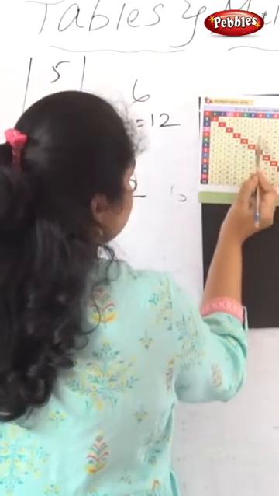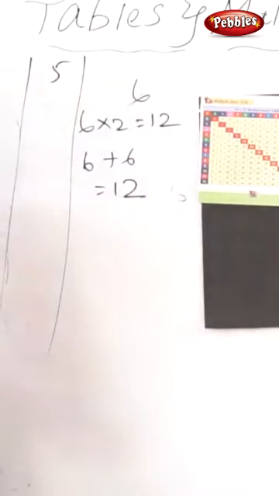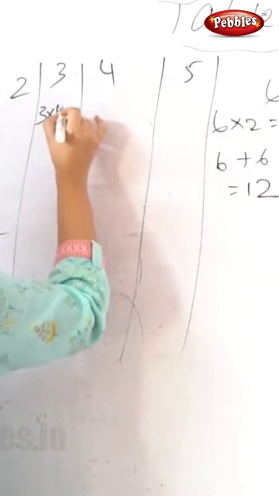3 into 6 is equal to 18. See here, 3 into 6 is equal to 18.